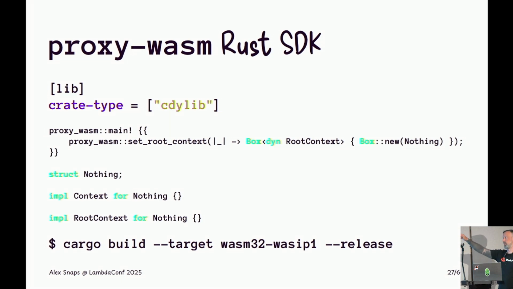So this proxy Wasm main effectively does a little bit of magic that creates this thing. The argument there is a context ID, that's of some type, context ID, I think. And it does the magic to declare the entry points so that when your module gets loaded, Envoy can initiate the whole thing.